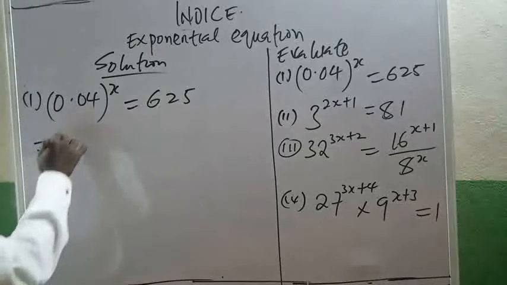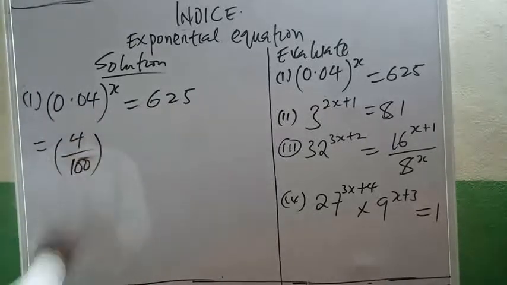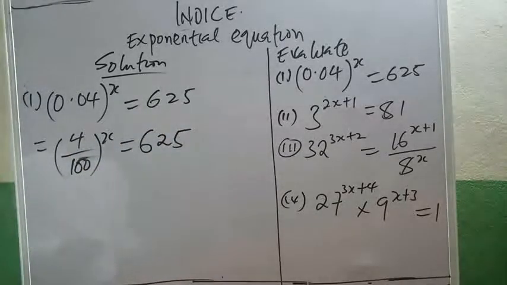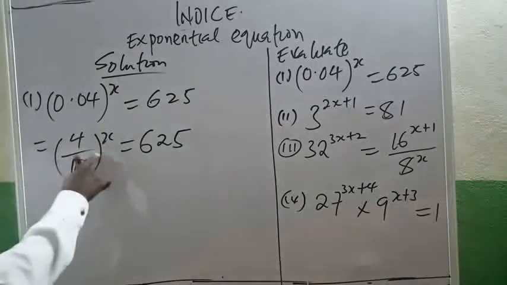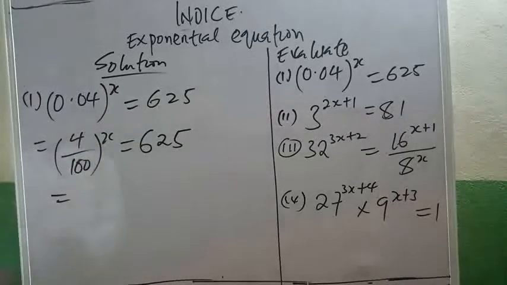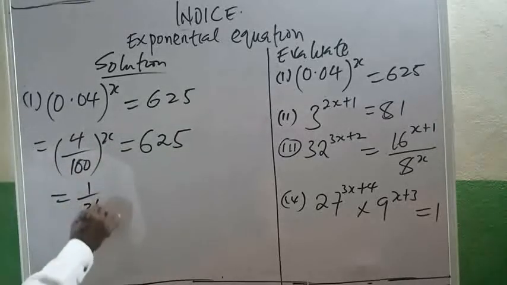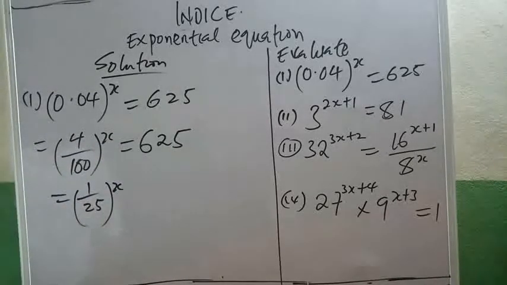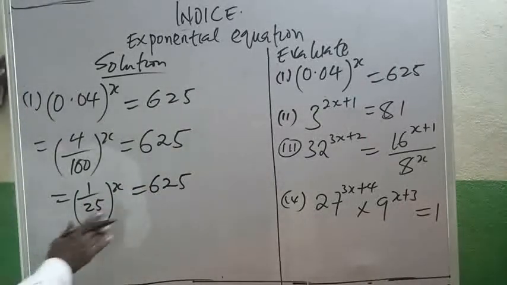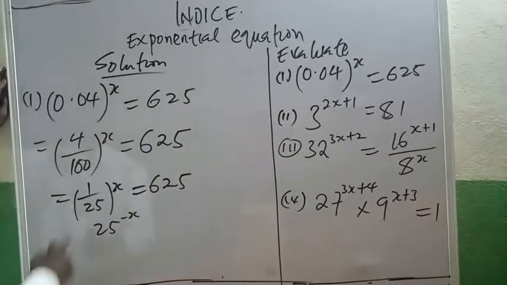0.04, same thing as 4/100 raised to the power of x is 625. Then 4/100 is 1/25. Raised to the power of x is 625. So finally we have 25 raised to the power of minus x.